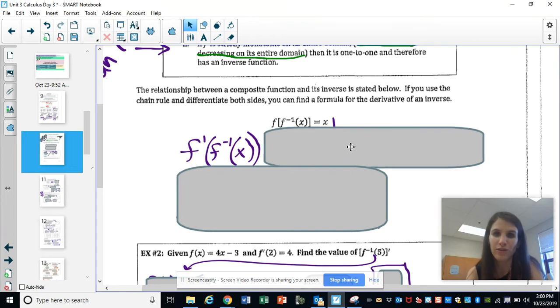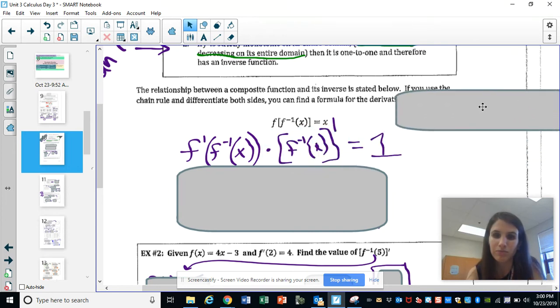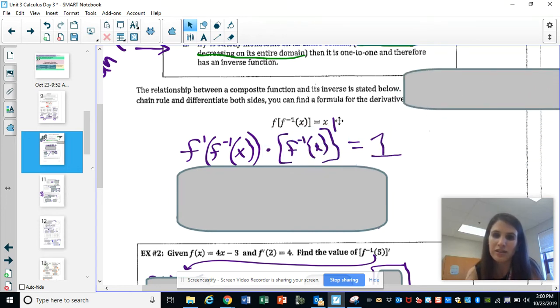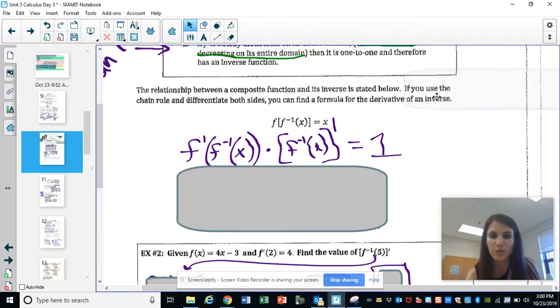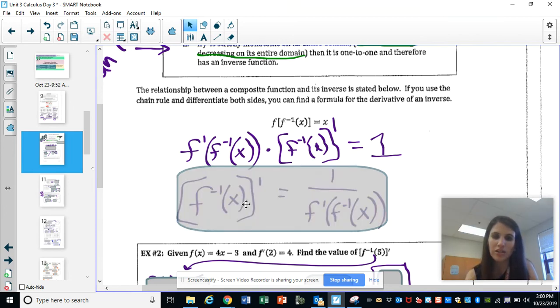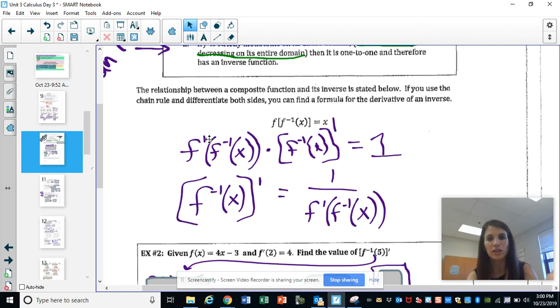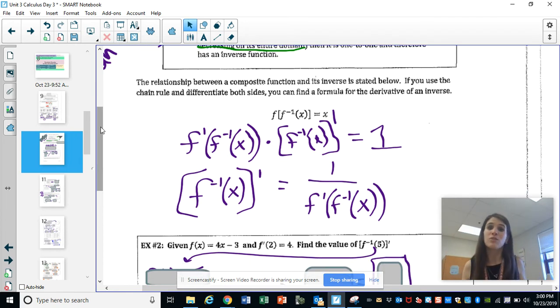So to denote the derivative of f inverse, this is how we do it: f inverse of x with a little prime on the outside to denote that it's the derivative. And then we take the derivative of x, which is indeed 1. Now we're solving for the derivative of the inverse function. All we have to do is take the 1 and divide it by f prime of f inverse of x. So you just found the formula for taking the derivatives of inverse functions.